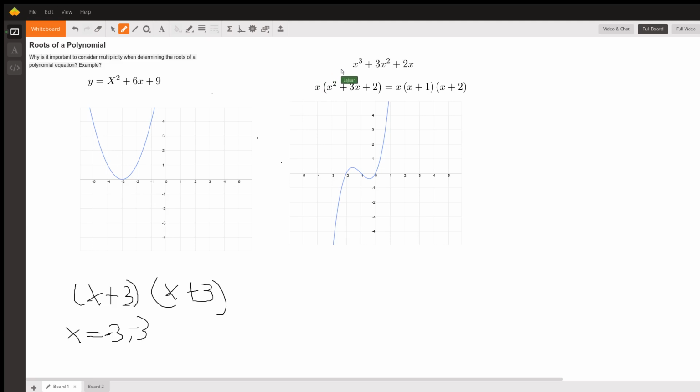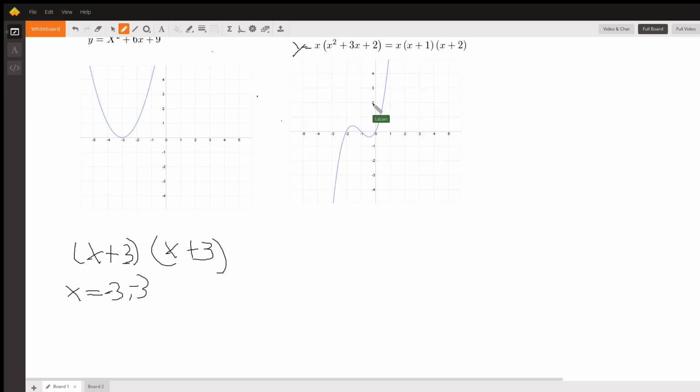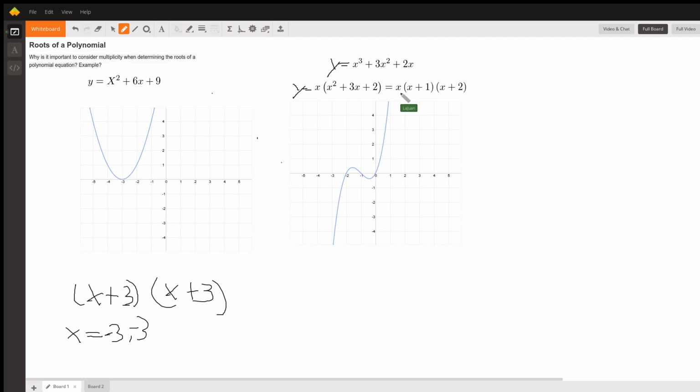Over here, we have a cubic function, a cubic polynomial. And the equation is, oops, forgot the y: y is equal to x cubed plus 3x squared plus 2x. If you factor out one of the x's, it can also be written as y is equal to x times (x squared plus 3x plus 2). When you factor it out fully, you get y is equal to x times (x plus 1) times (x plus 2).